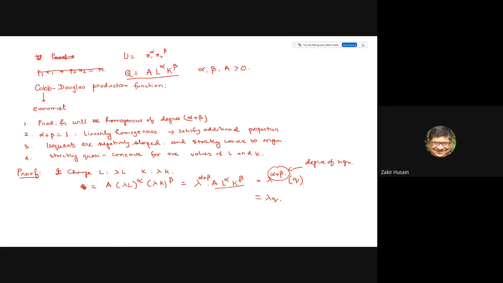Now, I had said that if it is linearly homogeneous, it is going to satisfy some additional properties. So, what are these additional properties? I'm just going to write them down.